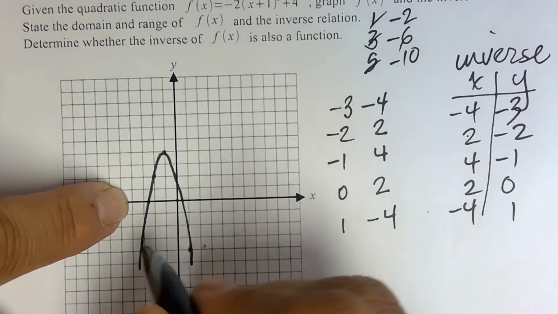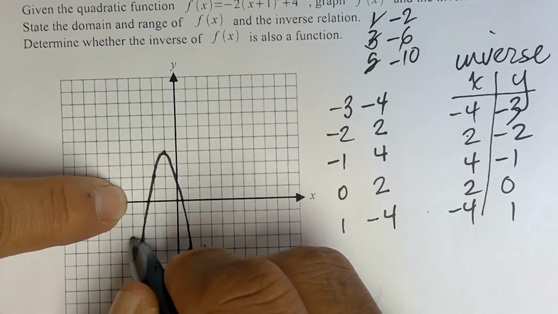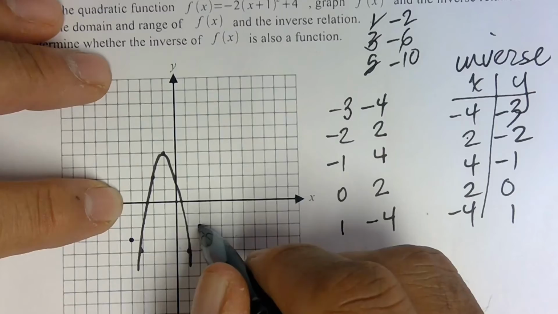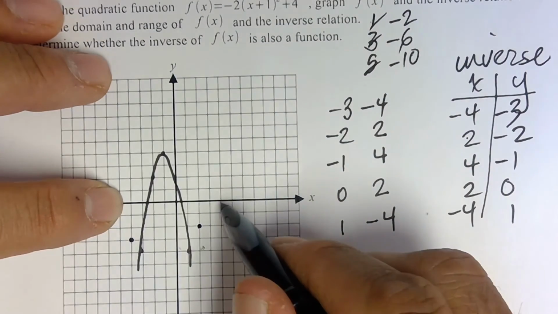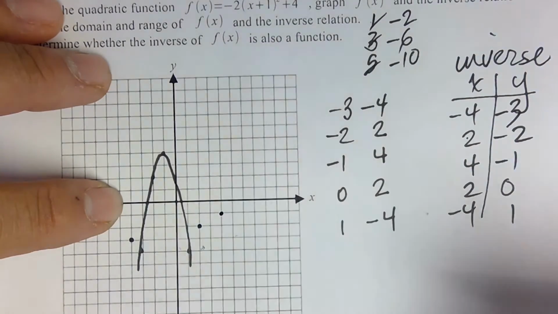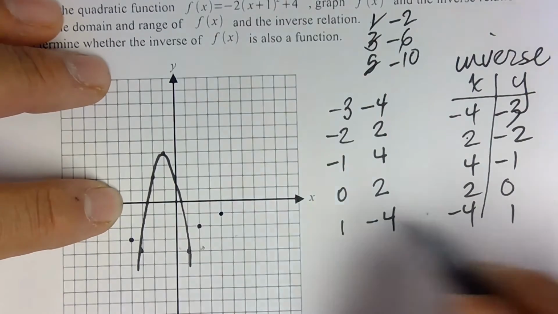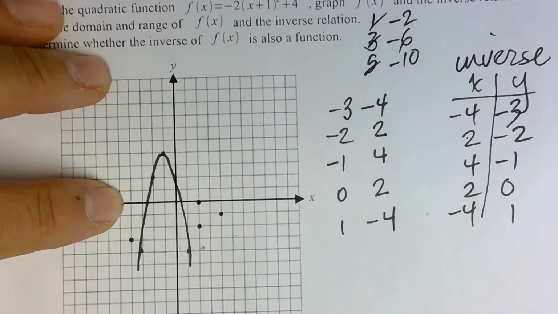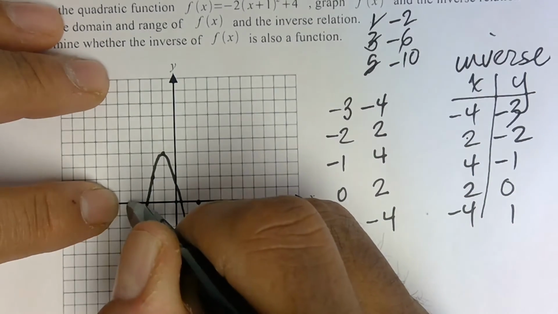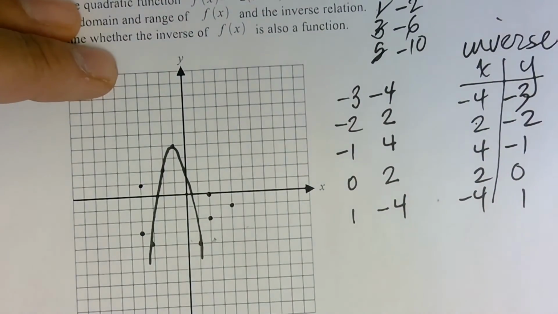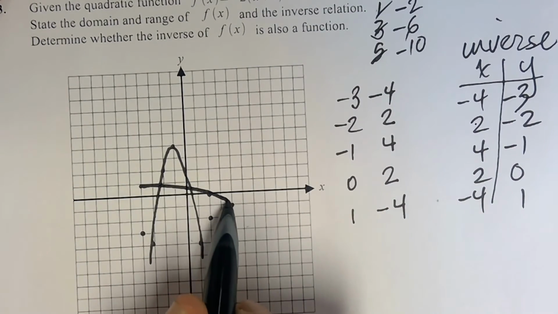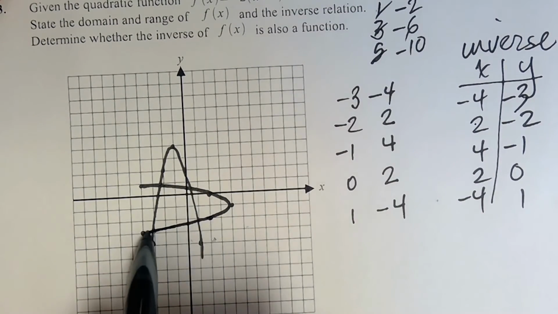-4, -3, 2, -2, 4, -1, 2, 0, -4, +1. So my original graph opens down, down is negative. My inverse opens left, left is negative.